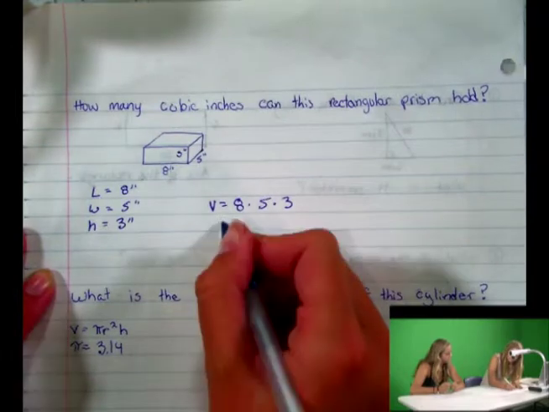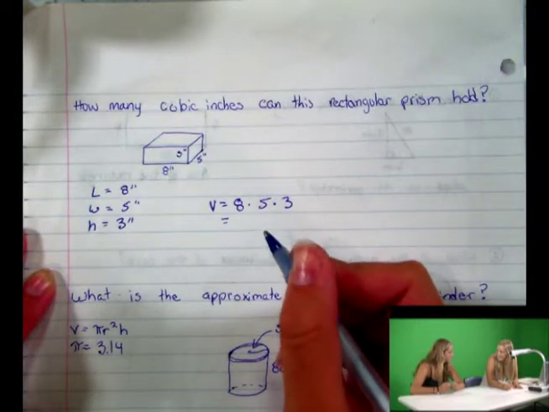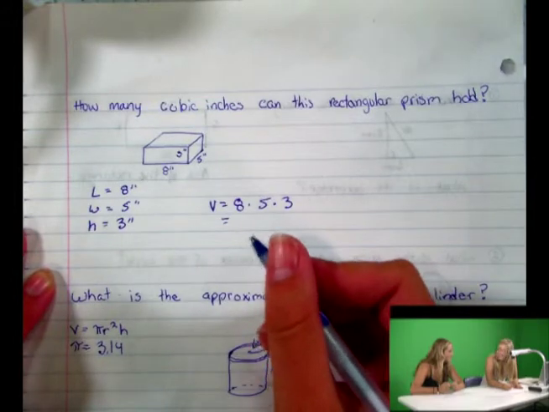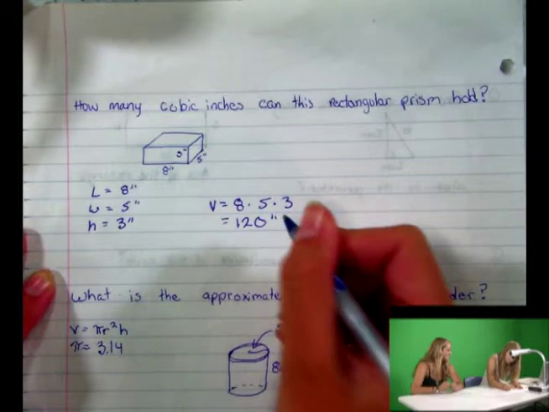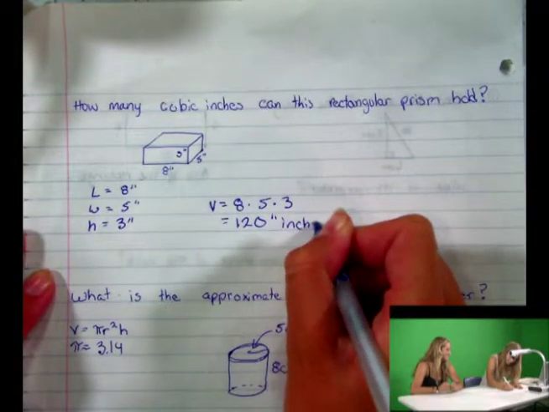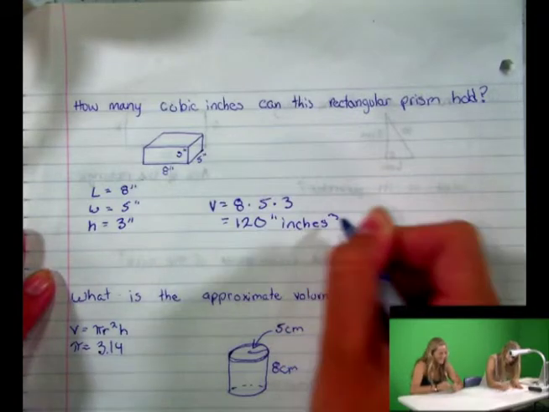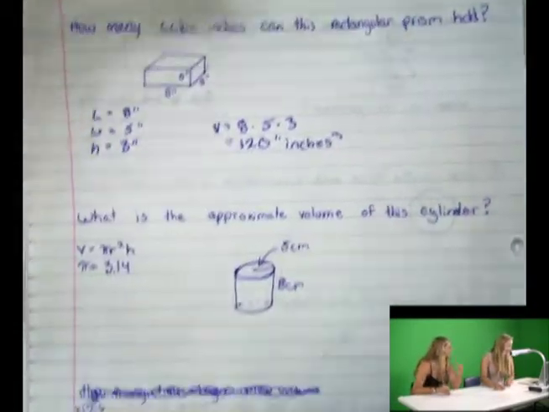So then our overall volume is 15. So our overall volume is 120 inches cubed. Inches cubed. You should start that over. No, it's fine.